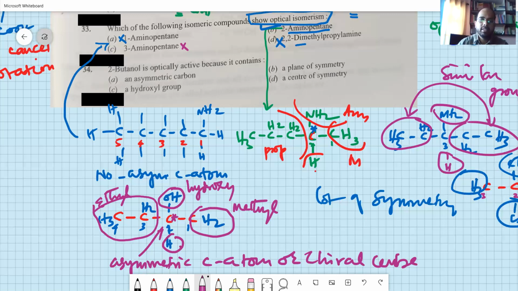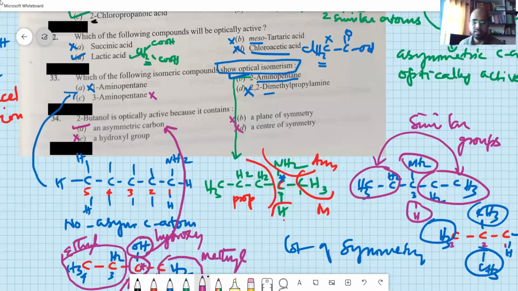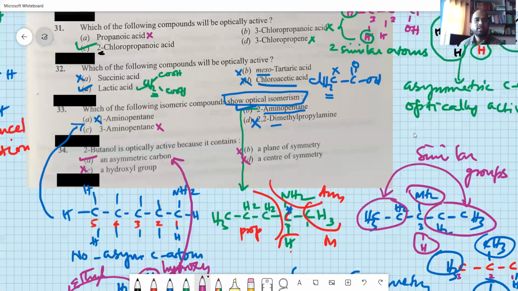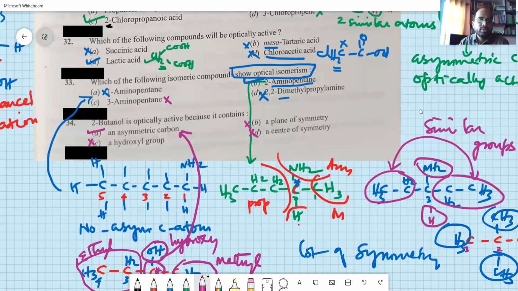It doesn't have any plane of symmetry. It doesn't have any center of symmetry. It doesn't have a hydroxyl group. This is the right answer because it has an asymmetric carbon atom. Okay. So now it has become clear that questions can be asked in an ambiguous manner also. For example, they can ask you, 2-butanol is optically active because it is having a methyl, ethyl, and hydrogen. That is also the right thing.